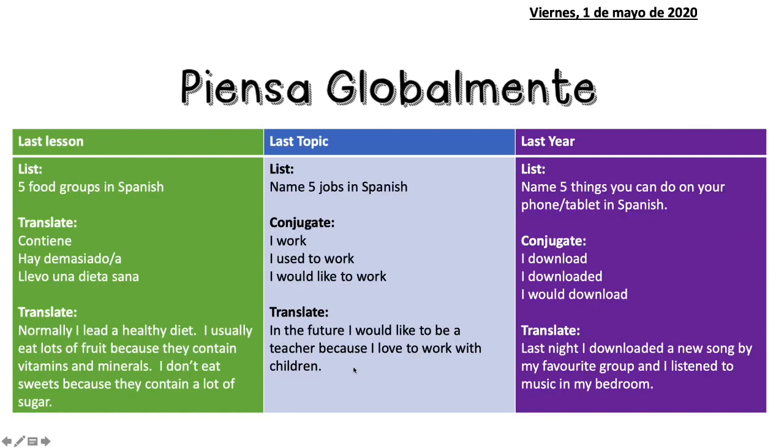Yeah? And por último, lastly, el año pasado, last year. So for this one, I want you to write 5 things that you can do on your phone and tablet. This is what we did in year 9 when we first met in September. It's been a long time because that was in year 9. However, this is module 3. So you can go in your booklet to module 3 and just say, for example, I listen to music, I chat to my friends, and so on.